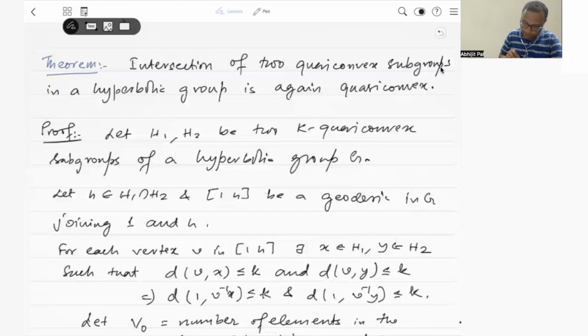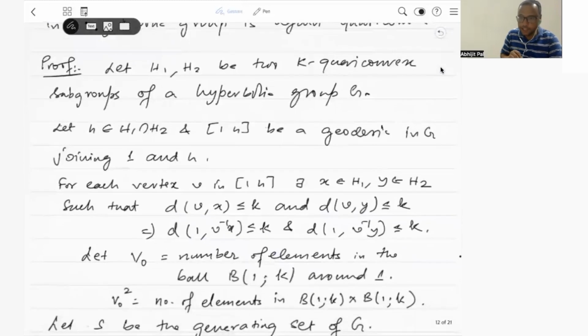So for each vertex B in the geodesic joining 1 to H, there exist vertices x belonging to H1, y belonging to H2, such that the distance between B and x is less than or equal to K, and the distance between B and y is less than or equal to K. This is because H1 and H2 are K quasi-convex. So this will imply that the distance between 1 and B inverse x is less than or equal to K, and the distance between 1 and B inverse y is less than or equal to K.